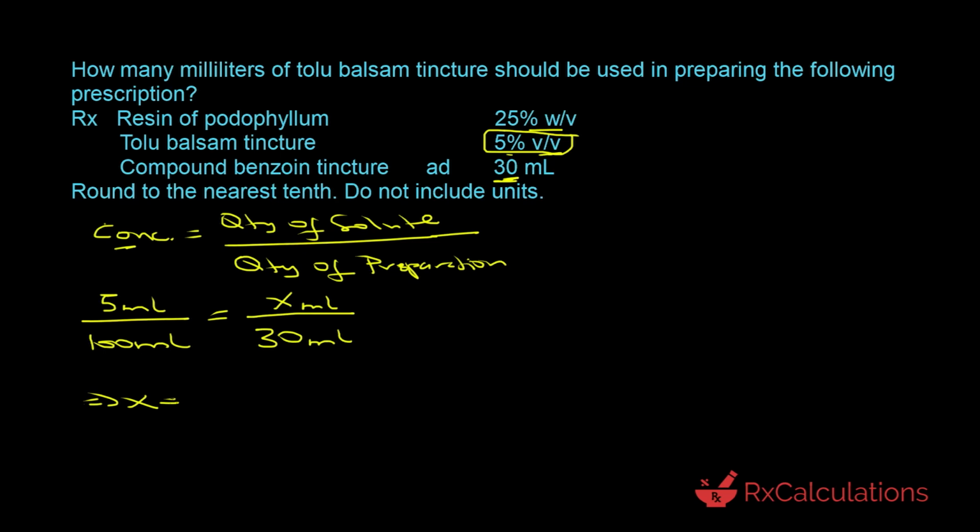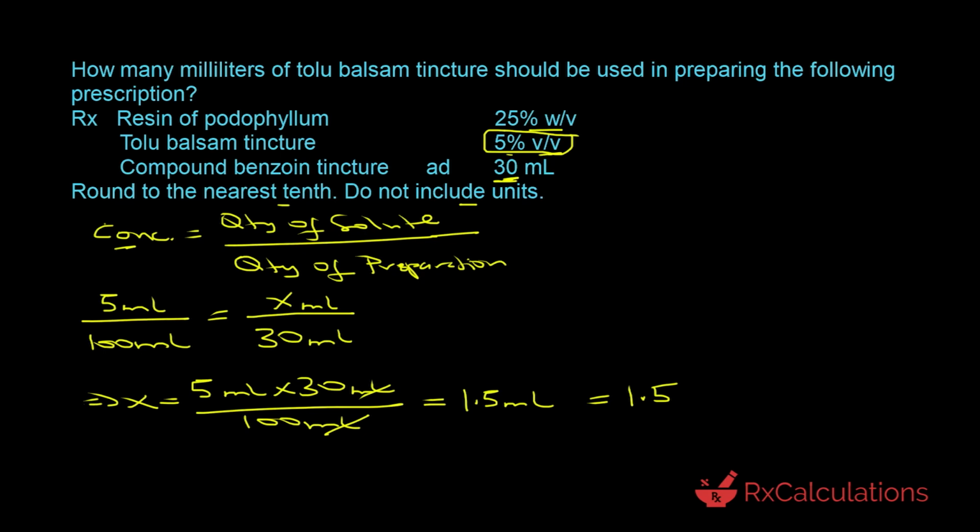X is going to be equal to 5 milliliters times 30 milliliters divided by 100 milliliters. The milliliter terms cancel out, and now that's going to be equal to 1.5 milliliters. But notice that the question says round to the nearest 10, do not include units, and so the answer is going to be 1.5.